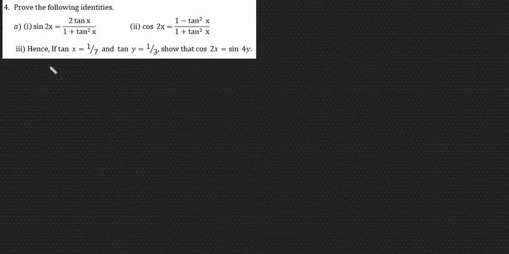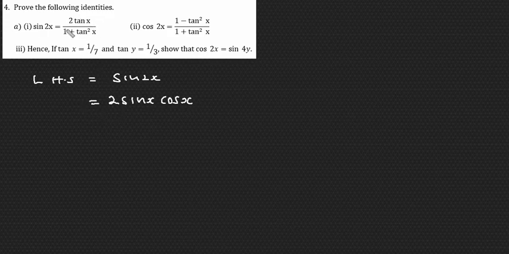Now what we are having here is sine 2x equal to 2 tan x over 1 plus tan squared x. So we are going to prove it, using the double angle formula, because when you look at this Roman numeral 1, we have a double angle on the left hand side, which is sine 2x. But we can change this double angle to a single angle. So this can be written as 2 sin x cos x. So that is 1. I have obtained this single angle.